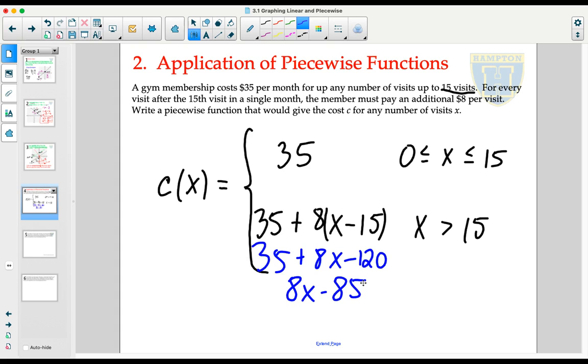Depending upon your interest level, depending upon what you need, you may want to leave it like this to show that separate 35 and to show that separate $8 for every visit past the 15th. But if you're the one typing this maybe into a graphing calculator, or maybe you just want this to be as simple as possible, maybe you aren't so concerned with telling that story and you want the calculations to be easier and you want there to be less of them, then doing that simplification once is beneficial to that work. So any one of these can be a reasonable representation for the second half of the piecewise function.